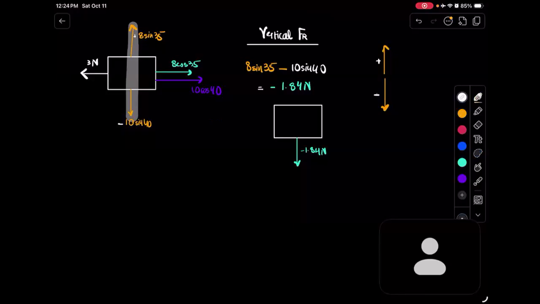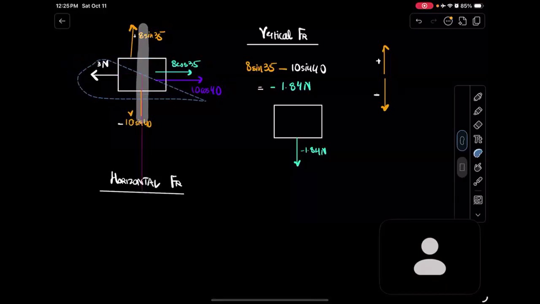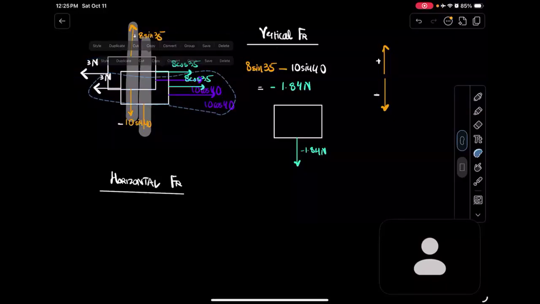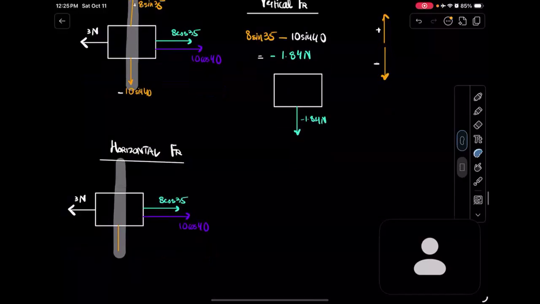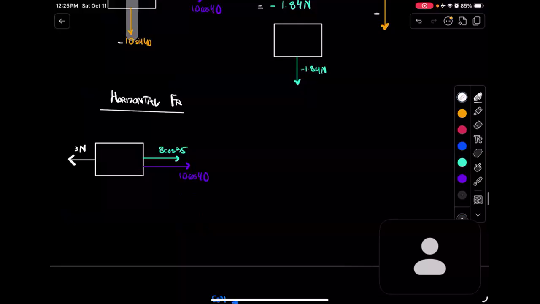Now I consider only the horizontal vectors, the horizontal resultant forces. So again, let's pick off the box, and now I'm only going to consider the horizontal resultant forces. So let's say this is plus 8 cos 35, this is 10 cos 40, and this was minus 3, right? So let's add them up and see what is the net force.